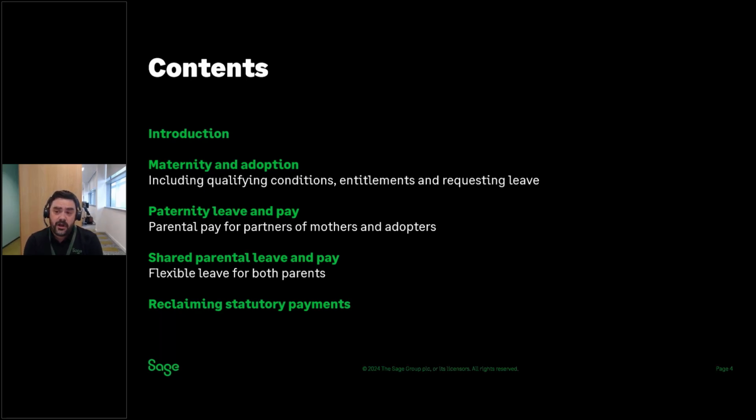I'm going to introduce the webinar, and then we're going to take a look first at maternity and adoption pay. This will include things like the qualifying conditions, the entitlements, and the process for employees requesting this type of leave. We are then going to move on to paternity leave and pay, which is the parental pay for partners of mothers or adopters. And we're going to finish by talking about shared parental leave and pay, which gives a more flexible option for a couple so that both parents can share the time off and pay when looking after a child. And we'll just finish off with the process for reclaiming the statutory parental payments from HMRC.